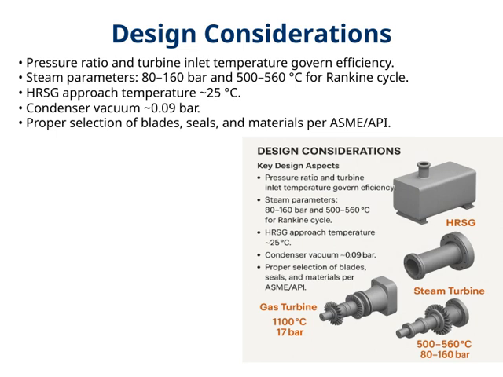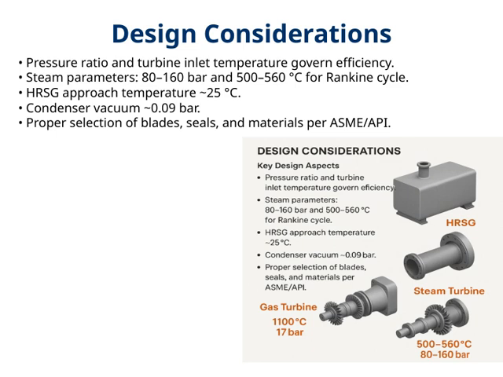The heat recovery steam generator, or HRSG, usually approaches the temperature difference at about 25 degrees Celsius. This small approach temperature indicates efficient heat transfer between the hot gases and the feedwater, which is essential for maximizing energy recovery. For condensers, we aim for a vacuum around 0.09 bar. Creating a deep vacuum reduces the back pressure on the turbine, thereby improving overall efficiency and power output.